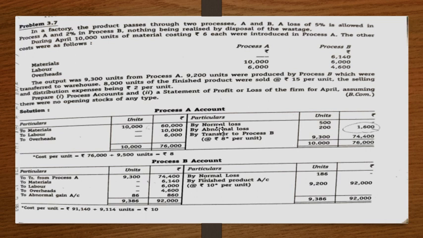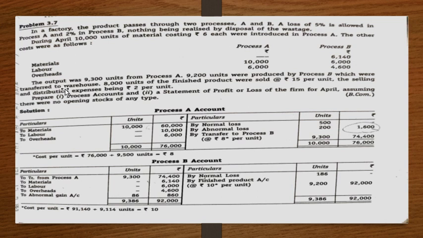So now let us get into the next process, process B. In process B, the output was 9,300 units. For process B, the balance by transfer from process A will be the input for process B. So what is the output for process A? 9,300. So this input is 9,300. What is the amount? 74,400. Next we will take other expenses: material 6,140, labor 6,000, overheads 4,600.